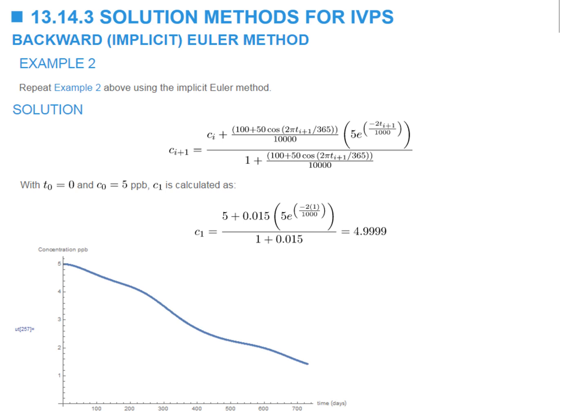So when the time was 0, the concentration was 5. When we substitute, we'll get that C1 is equal to 4.9999, and so on. If we advance in time, and you can do this in Excel or you can do this in Mathematica, you can create this curve that is exactly similar to the curve that we obtained when we did the explicit Euler method.